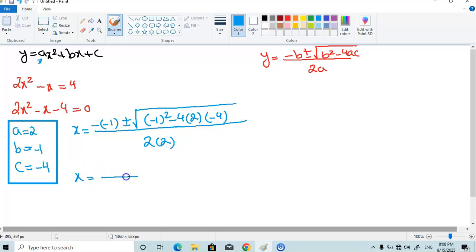So x is going to be 1 plus or minus the square root of 1. Negative times negative is going to make positive. Be careful with that. Many students make a mistake here. It's going to be 4 times 2, which is 8, and 8 times 4 is going to be 32.